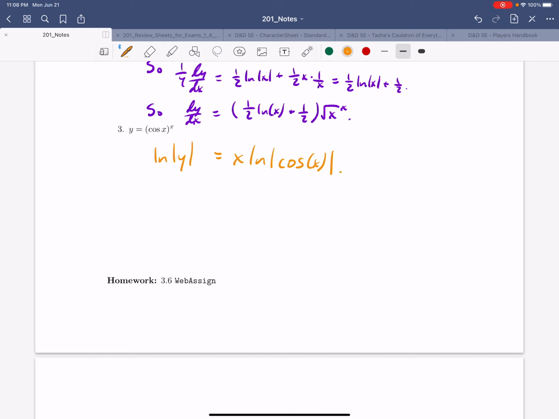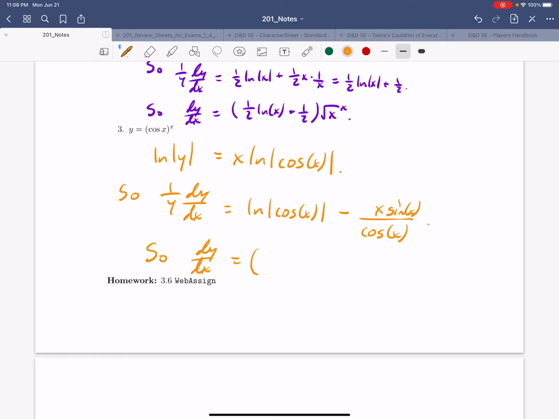Now we implicitly differentiate to get 1 over y, dy over dx, right? That's always what we're getting on the left side. Do the product rule here, take the derivative of x, it's 1, so I'm just not going to write it. And now this is going to be x divided by cosine of x times negative sine of x, so maybe I'll do this. And I guess we have then that dy over dx equals all this that we had before.